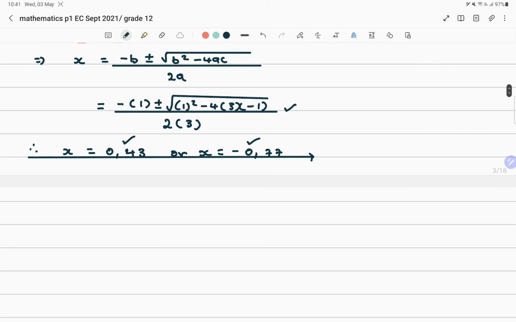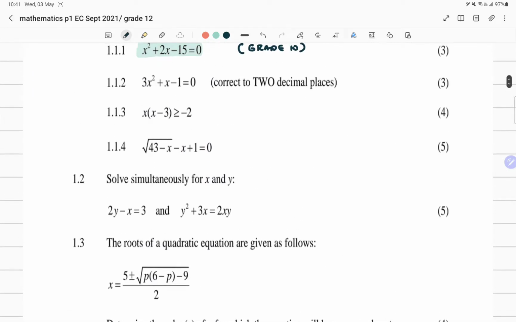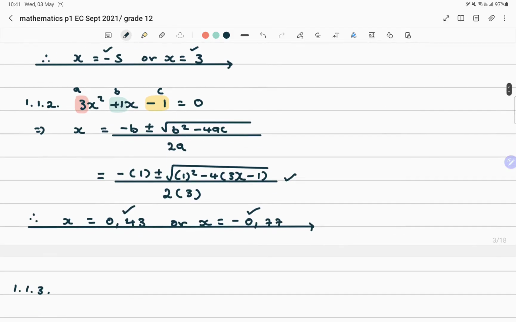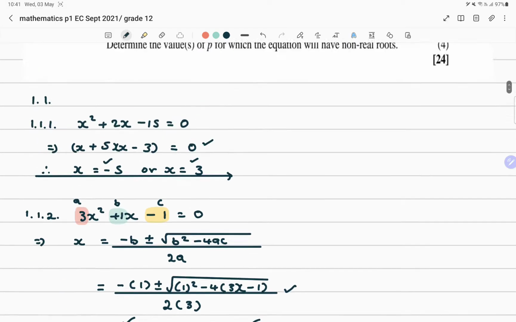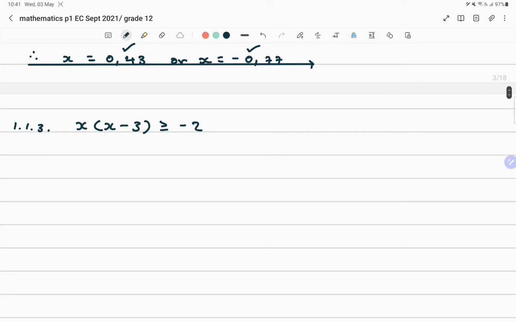Okay, let's move on to 1.1.3. So 1.1.3 is x into x minus 3 is greater than or equal to minus 2, right? So every time make sure you've copied this right. So what do we do? We FOIL it out. It becomes x squared minus 3x. We transpose the 2, it becomes a plus 2 greater than or equal to 0. Always make sure you isolate the 0 in the quadratic. Then we can factorize.